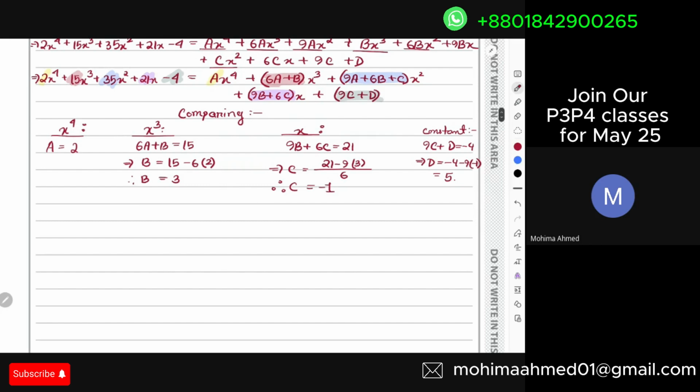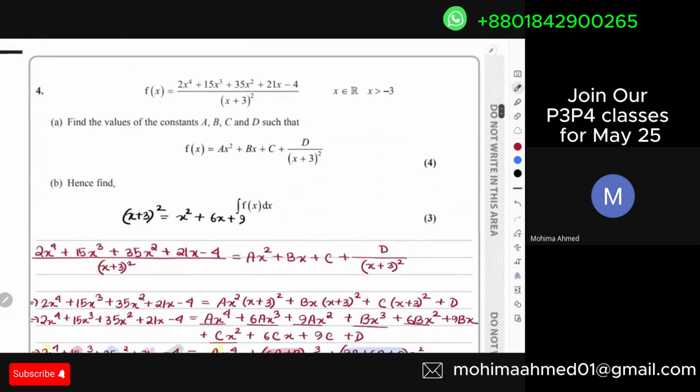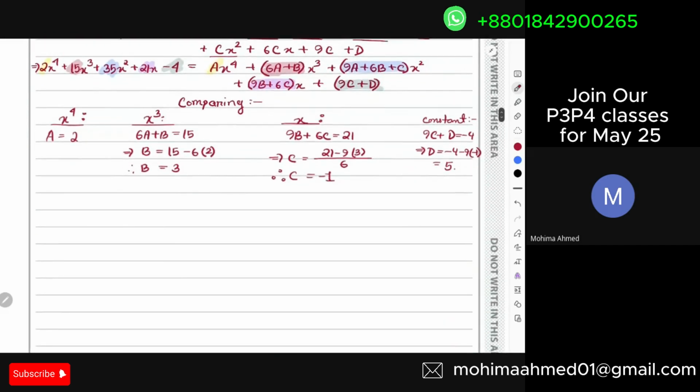Finally, you have to write down the equation in the format. The equation was written as f of x, right? So you can write your final answer as f of x is 2x squared plus 3x minus 1, plus 5 divided by x plus 3 whole square, right? So this is your final answer.